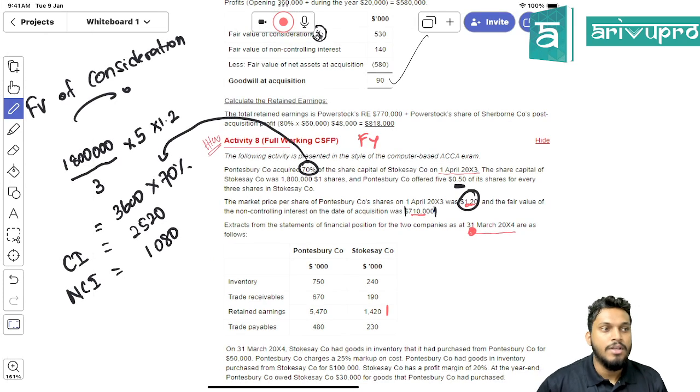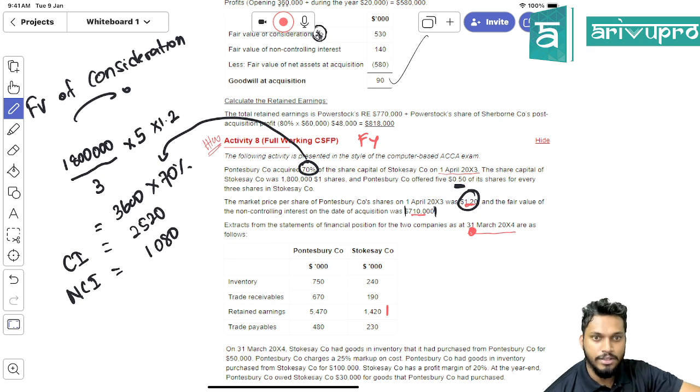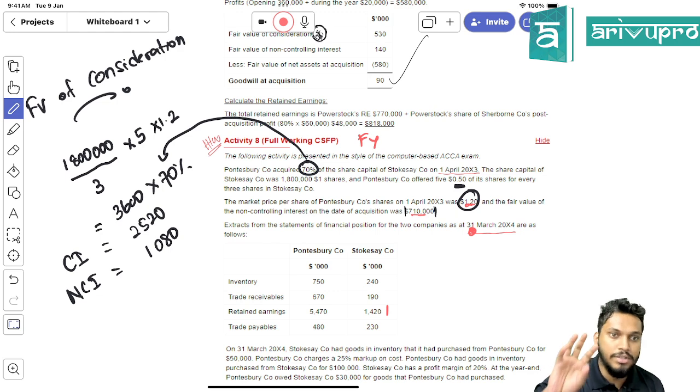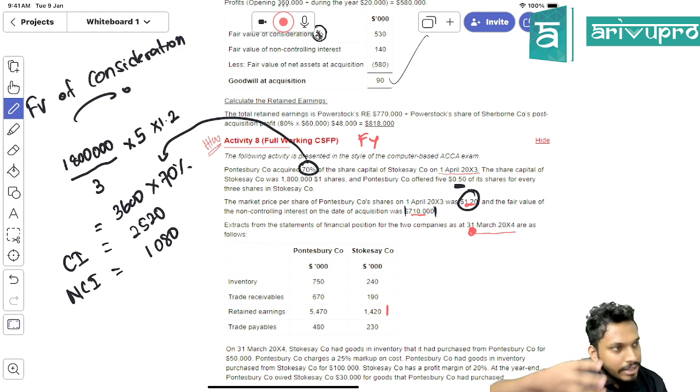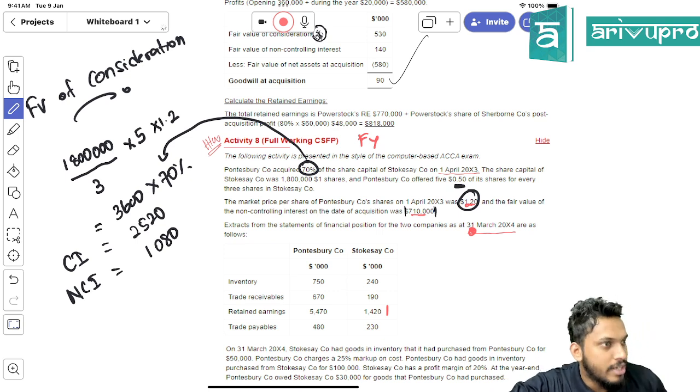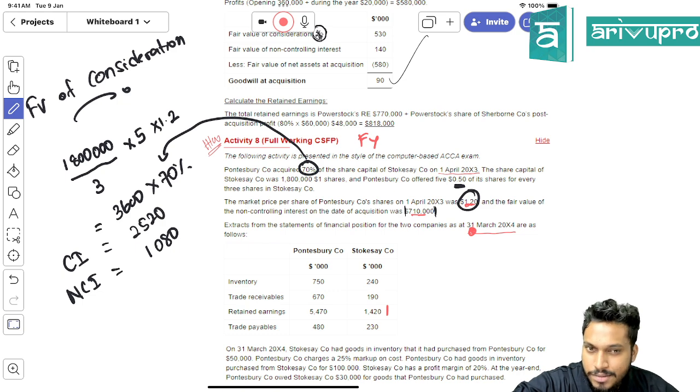But here see, I am purchasing 70% of your company. Then 30% belongs to you, no? Isn't it? So if you say 70% is 2,520 out of 3,600, then the remaining is the non-controlling interest portion. So that needs to be their fair value, right? If the non-controlling interest is not provided, that is what you need to take.